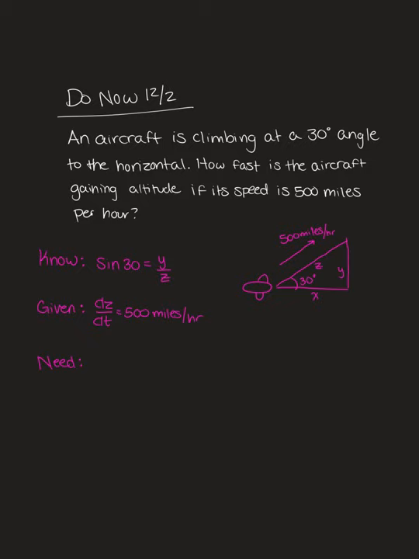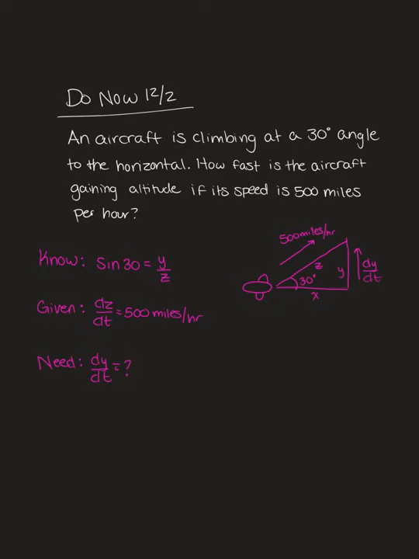And what we need is how fast is the aircraft gaining altitude. So how fast, that refers to a rate. Altitude would be in the y direction here. So we actually want to know dy/dt. So we are going to use this sine function here to try to find dy/dt.